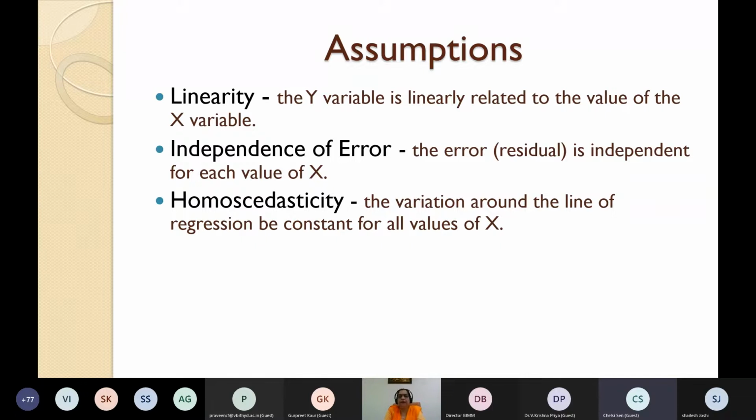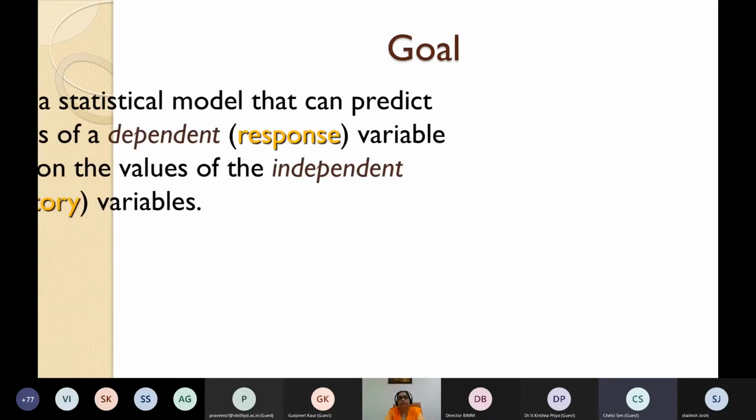Independence of error. The error is independent of each value of x. So this is the second assumption that we have taken. And the last one is homoscedasticity. The variation around the line of regression is constant for all values of x. That is how each demand point is distributed around the line of best fit or the line of regression.